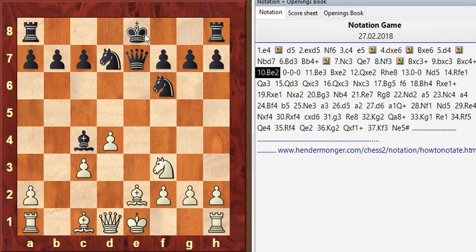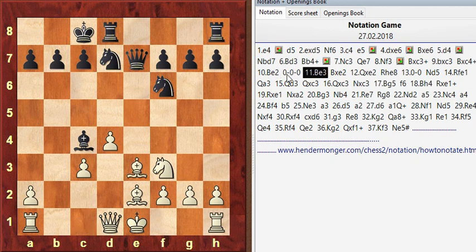So the 3 zeros means, think of the zeros as the tops of the rooks, the circles on the tops. And so this means the rook has to move 3 squares. That's a queenside castle. We have bishop e3. A bishop takes on e2. A queen takes on e2.